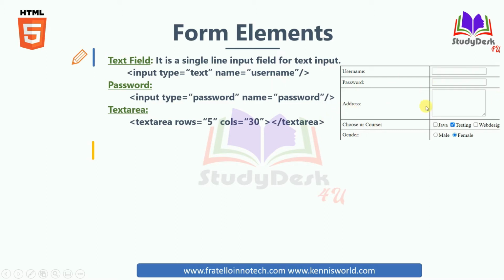For example, if you want to define an address or a description box, or display multi-line content, then we can use the text area. For usage, there is no need to use the input element; use the textarea element directly. Within that we have two attributes, rows and columns. How many you want, you can give in the quotations, and then close the text area. This is about text area.